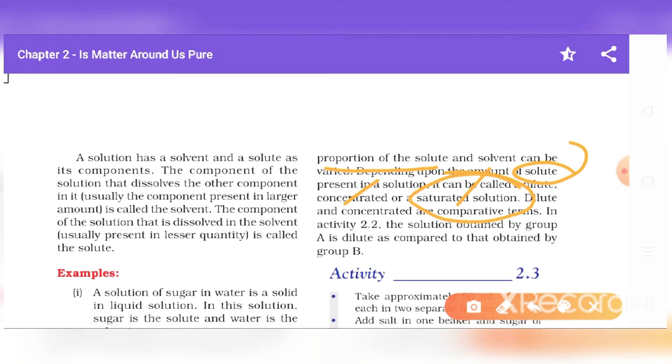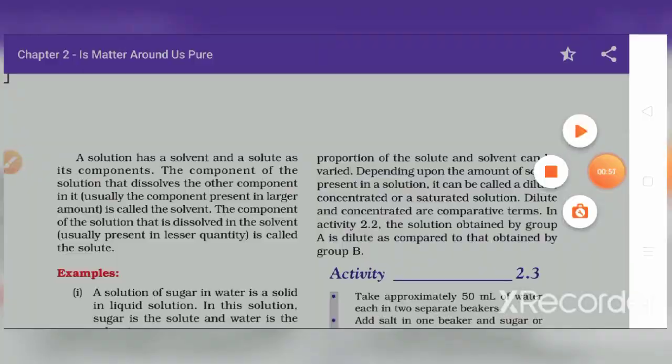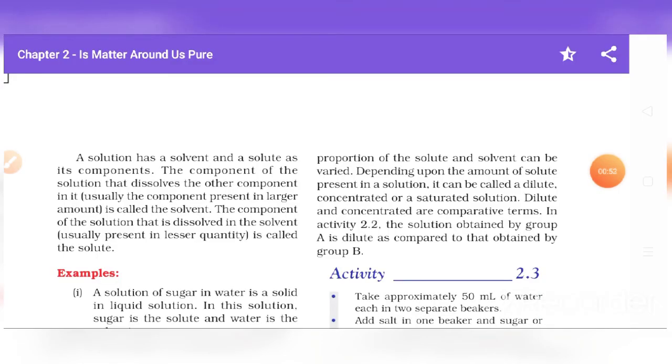That is saturated solution. A saturated solution means that no more solute can be dissolved at that temperature. For example, if in an aqueous salt solution no more salt can be dissolved at that temperature, then that salt solution will be a saturated solution.